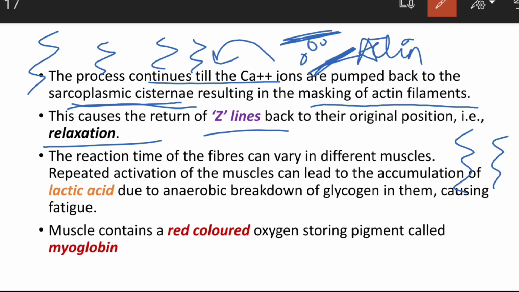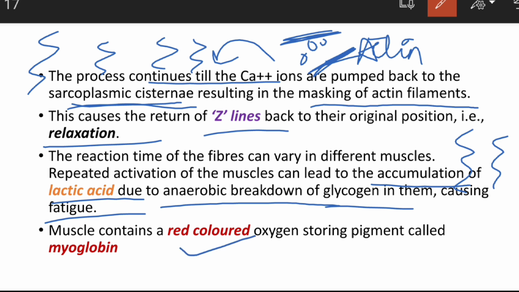The reaction time of the fibers can vary in different muscles. Repeated activation of the muscle can lead to accumulation of lactic acid due to the anaerobic breakdown of glycogen in them, causing fatigue. Because of the repeated activity, the lactic acid which is present gets accumulated, and this can cause fatigue.